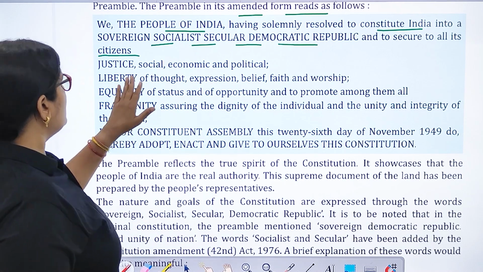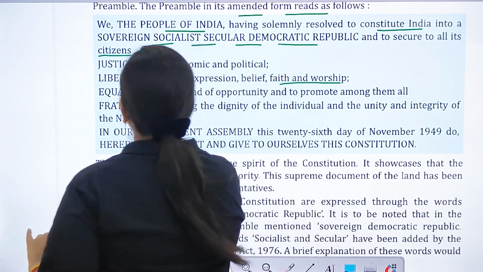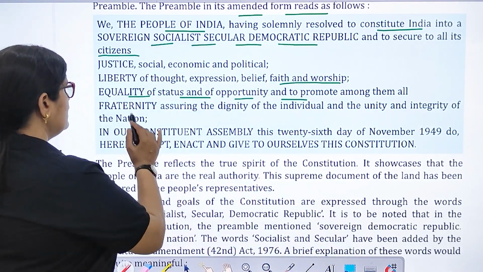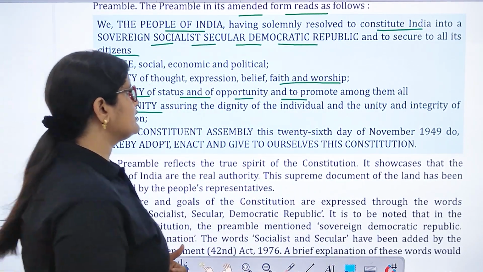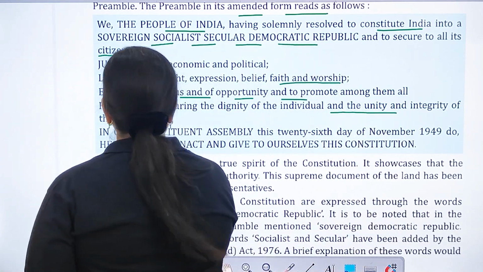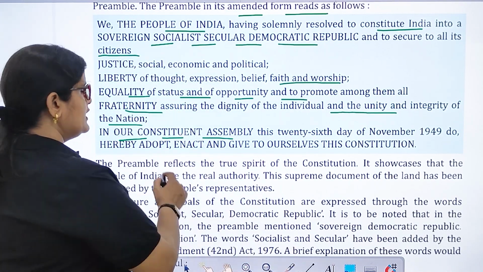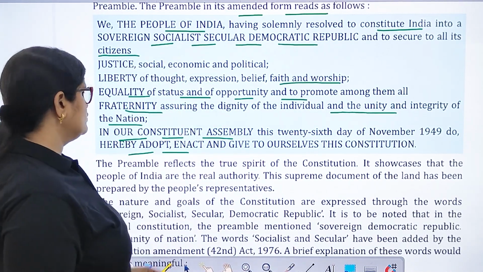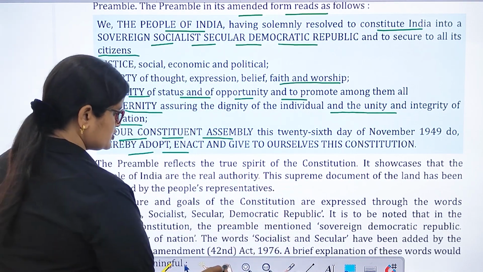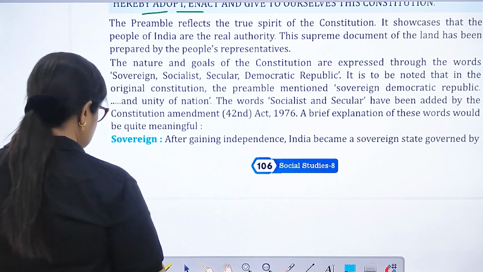ठीक है. Liberty of thought, expression, belief, faith and worship. Equality of status and of opportunity, and to promote among them all fraternity, assuring the dignity of the individual and the unity and integrity of the nation. In our Constituent Assembly, this 26th day of November 1949, do hereby adopt, enact and give to ourselves this Constitution.